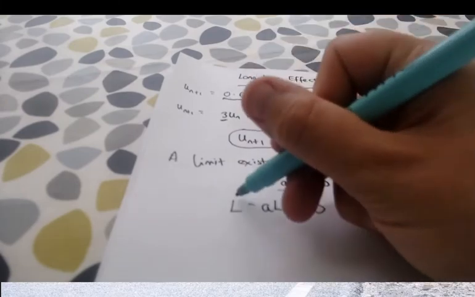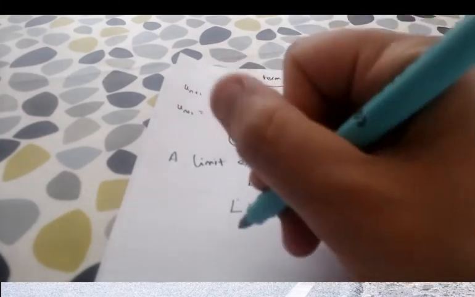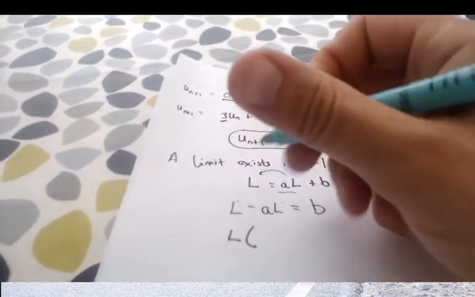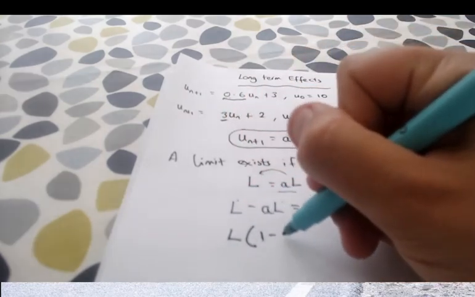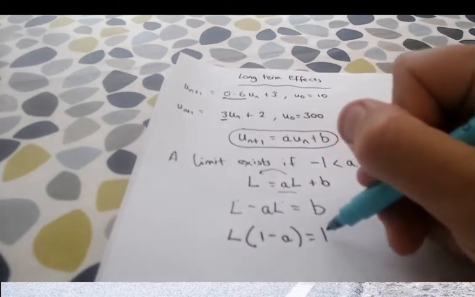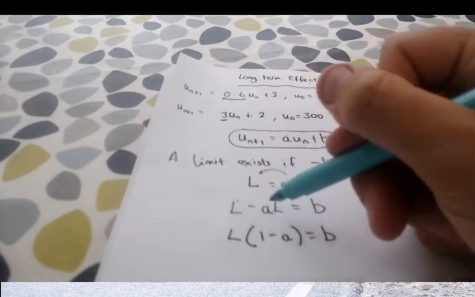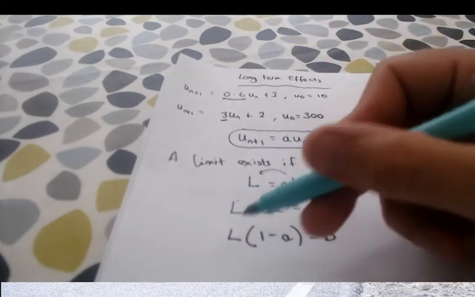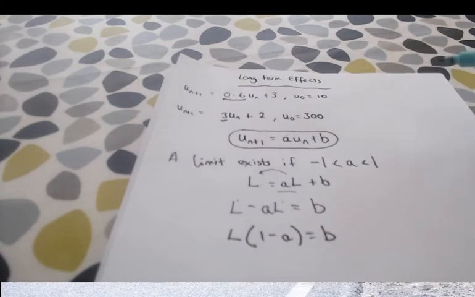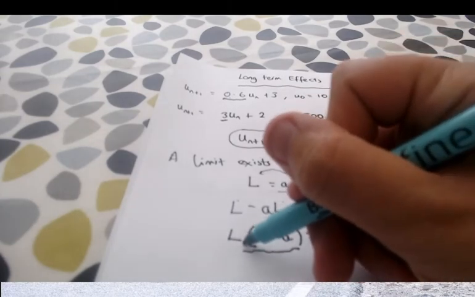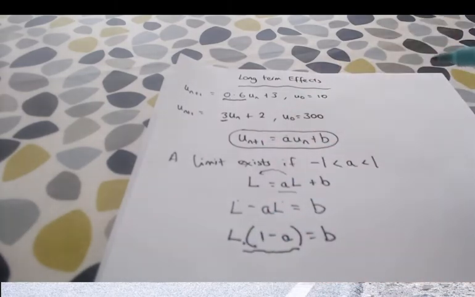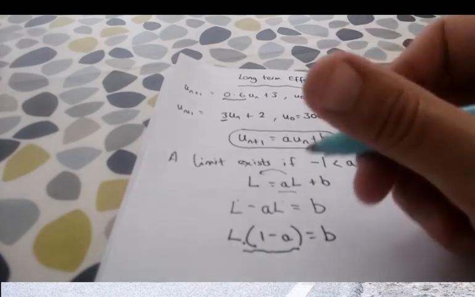Common factor of L here. So L goes outside the bracket. L times 1 would make that. Take away. L times A would make that. And all of a sudden I'm going from having 2 L's, which is problematic, down to 1, which is good. Because I want this equation to say L equals. So I'm going to now get rid of this. This is multiplying. Remember, a bracket multiplies. If I take that to the other side, it will become a divide.